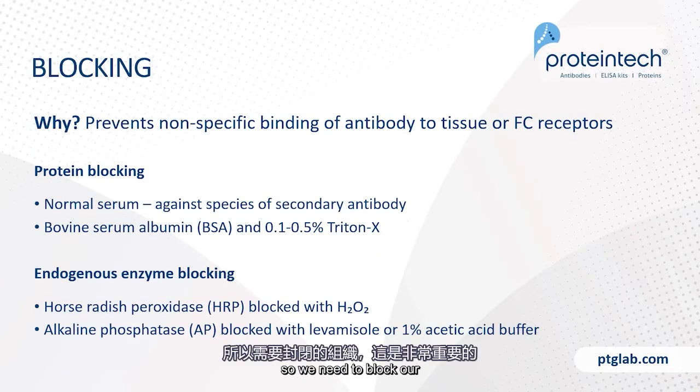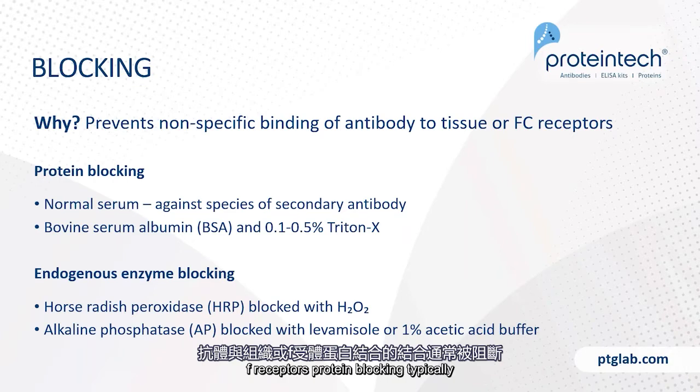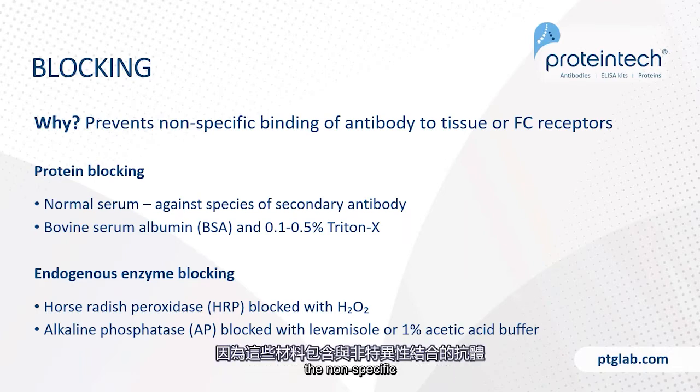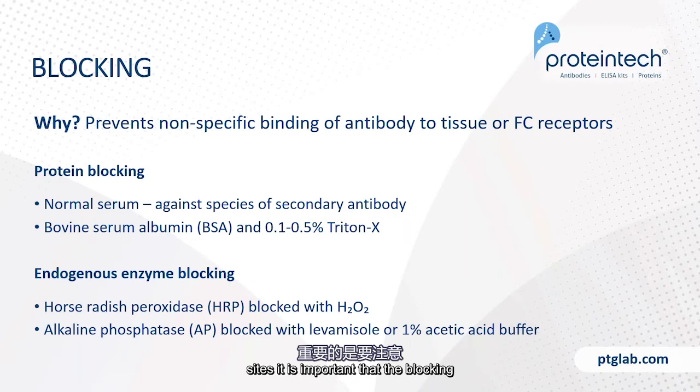So we need to block our tissue. This is a really important step, the blocking step, as this prevents any non-specific binding of antibody to tissue or Fc receptors. Protein blocking typically uses normal serum, and serum is a common blocking reagent as it contains antibodies that bind to the non-specific sites. It is important that the blocking sera is not the same species that our primary antibody was raised in, otherwise we will lose our specificity of the secondary antibody.